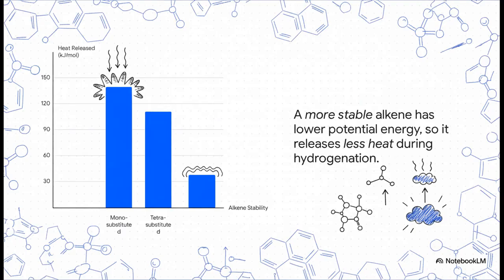This chart shows a really important inverse relationship. It's simple. The more stable an alkene is, the less energy it has packed inside. So when you add hydrogen to it, it releases less heat. A less stable alkene has more energy to give off. So get this. If a question asks which alkene has the lowest heat of hydrogenation, it's really just a sneaky way of asking which alkene is the most stable.